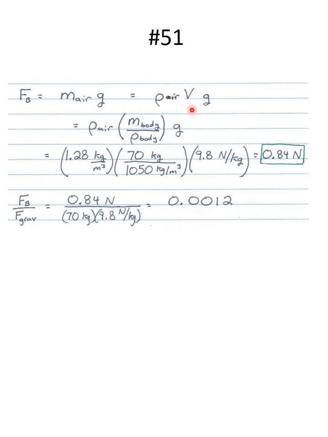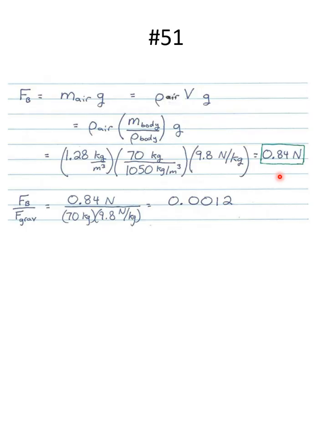So in the line below, I'm thinking that V is the volume of the person's body, and that's the mass of the person's body divided by the density of the person's body. So here we have that the buoyancy force is the density of the air times mass of the body divided by density of the body times g. And we can plug in all those values, and it's very, very small, 0.84 newtons. So a small fraction of a pound.